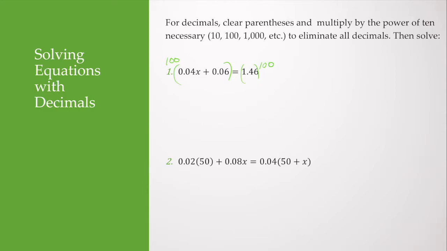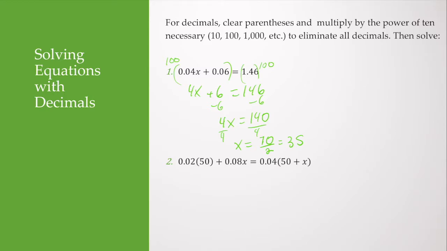So I would get 4x plus 6 equals 146. Subtract 6 from both sides. 4x equals 140. Divide both sides by 4. I get x equals 70 halves, which is 35.